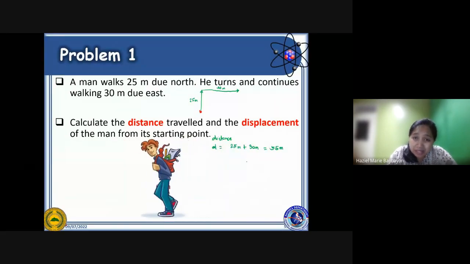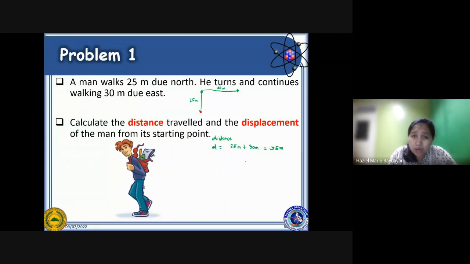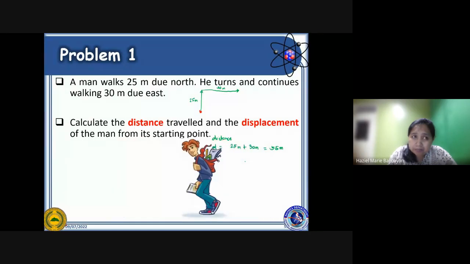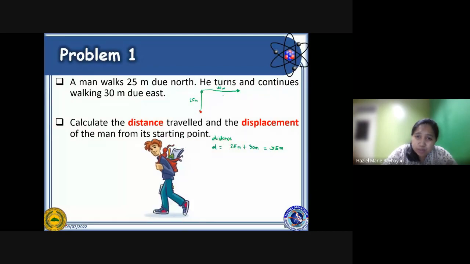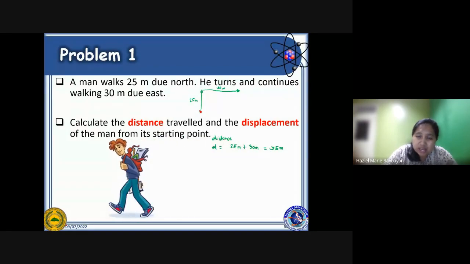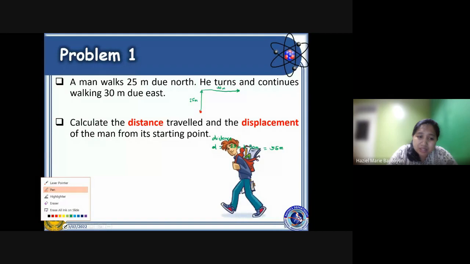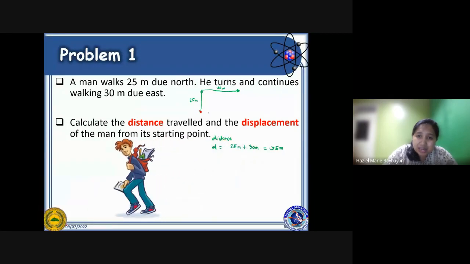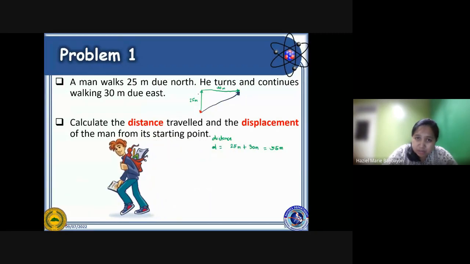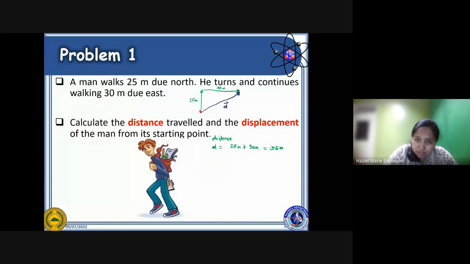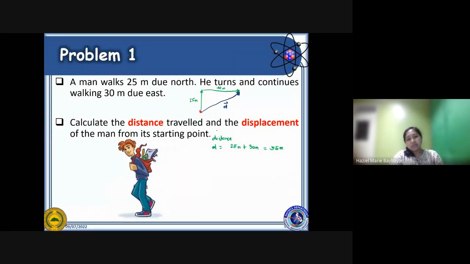Now, for the displacement, this is a little bit different from what we had earlier. What we solved earlier was rectilinear motion, in the previous example. But this time we have a two-dimensional motion. So we know that the definition of the displacement is the shortest path traveled by the man. Okay, so this is the displacement. Displacement is a vector quantity, so we can add an arrowhead. Okay, so how do we solve for the displacement?